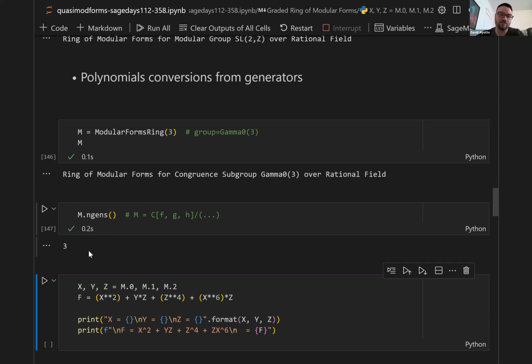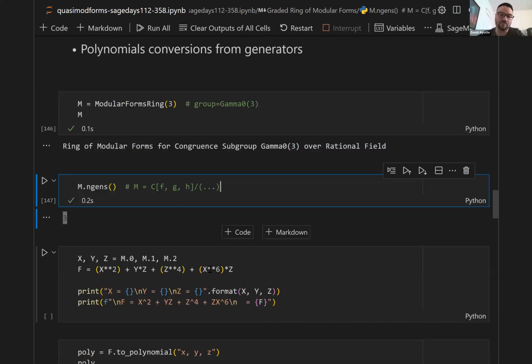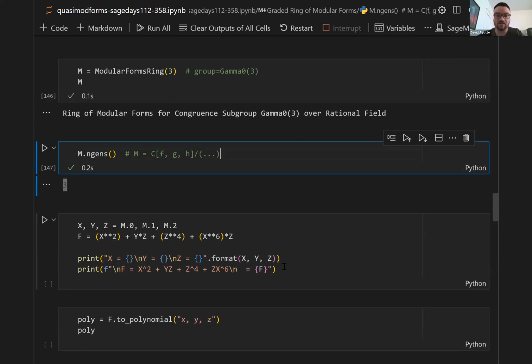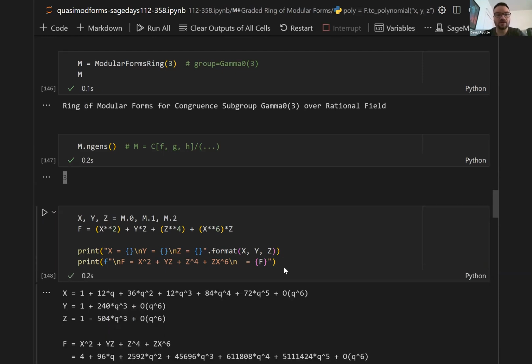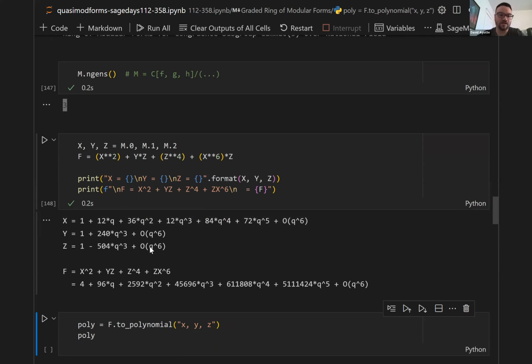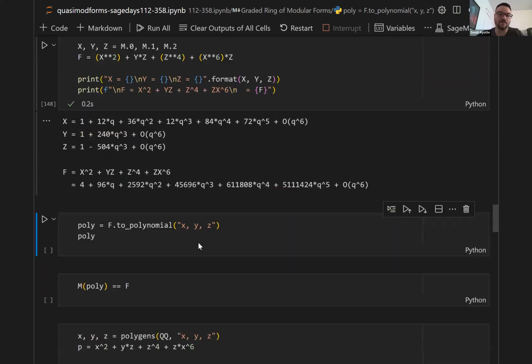But here we should be careful, because we can have relations between the generators. That's why I wrote this quotient here. So yes, we can have polynomial relations. Okay. And now I name these 3 generators and I consider a random modular form here, defined like so.